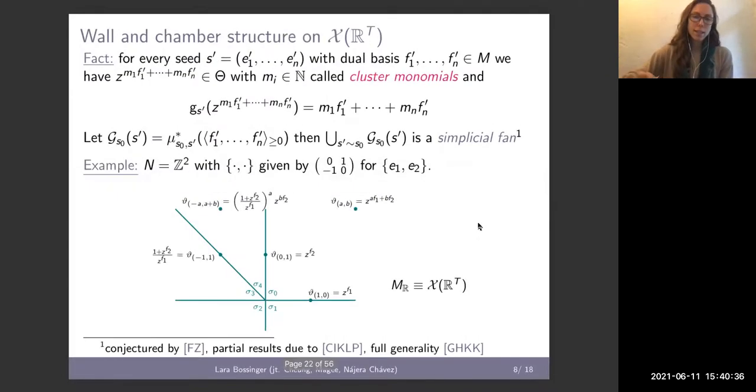So let's have a look at an example, at least, of what these theta functions are. If you remember, this is the picture, or the fan, that I had drawn already for the A and X varieties in the very first example.